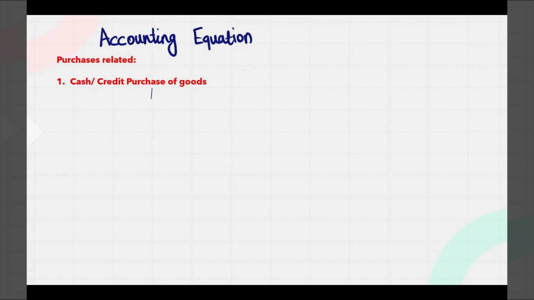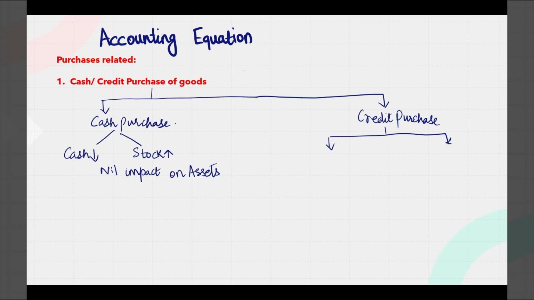Next, purchase related transactions. Cash or credit purchase, let us see one by one. Cash purchase: when we purchase goods, we pay cash and receive stock. So cash reduces and stock increases. Both cash and stock are assets, right? So there is an increase in one asset, that is stock, and a reduction in the other asset, which is cash. So nil impact on the asset side, which means that once again, the accounting equation tallies.